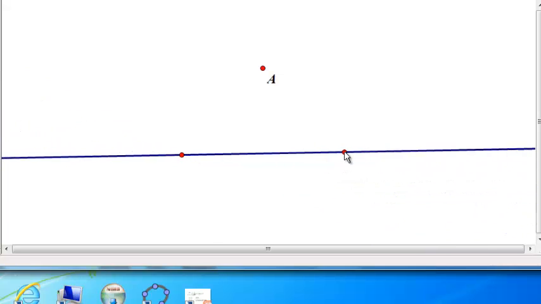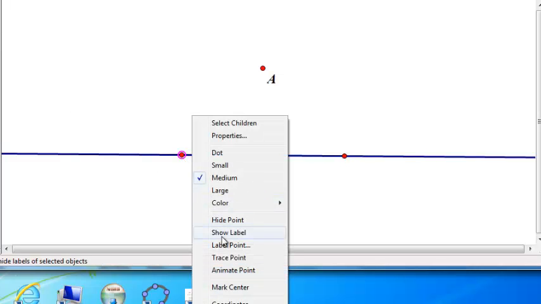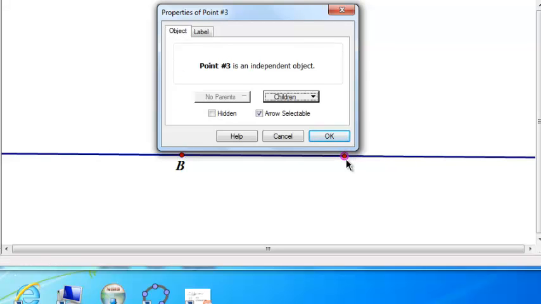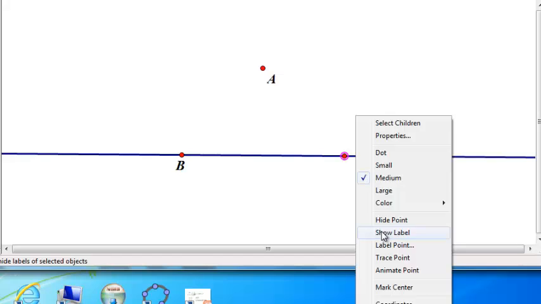Suppose the directrix is given to be this line BC, which we call them as, this we name as B, and name this point as C.